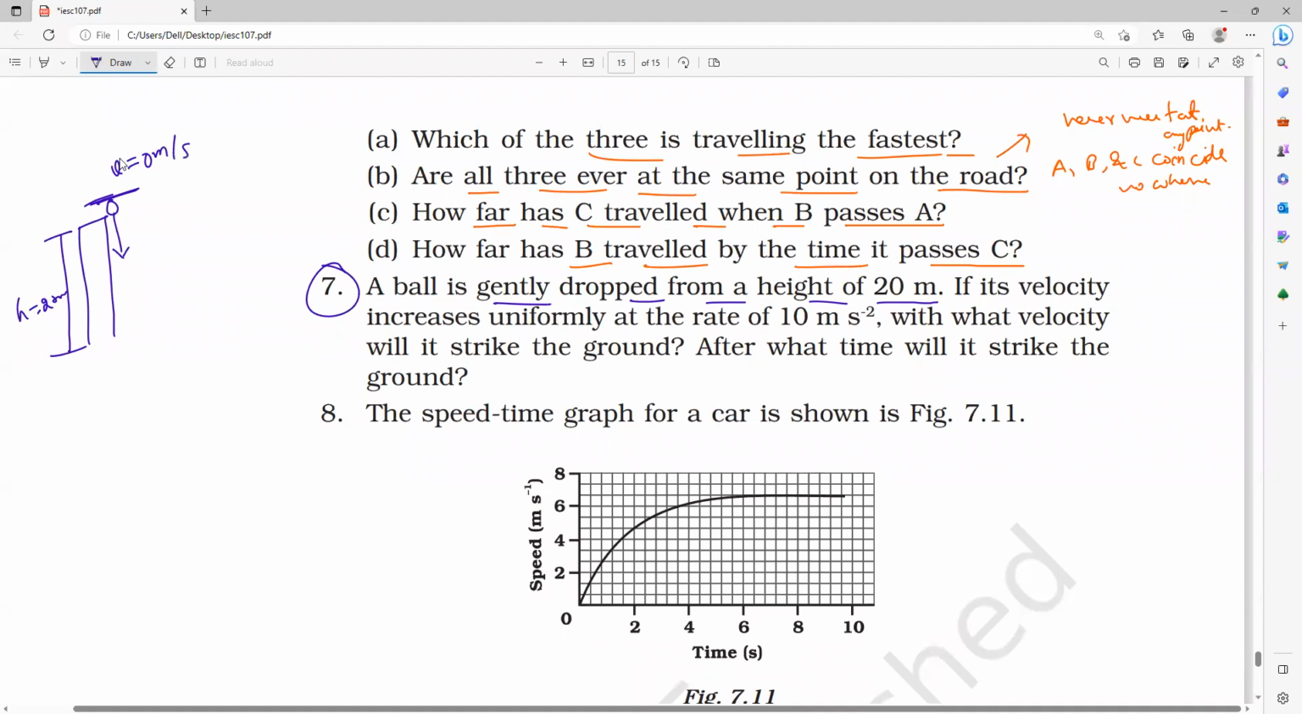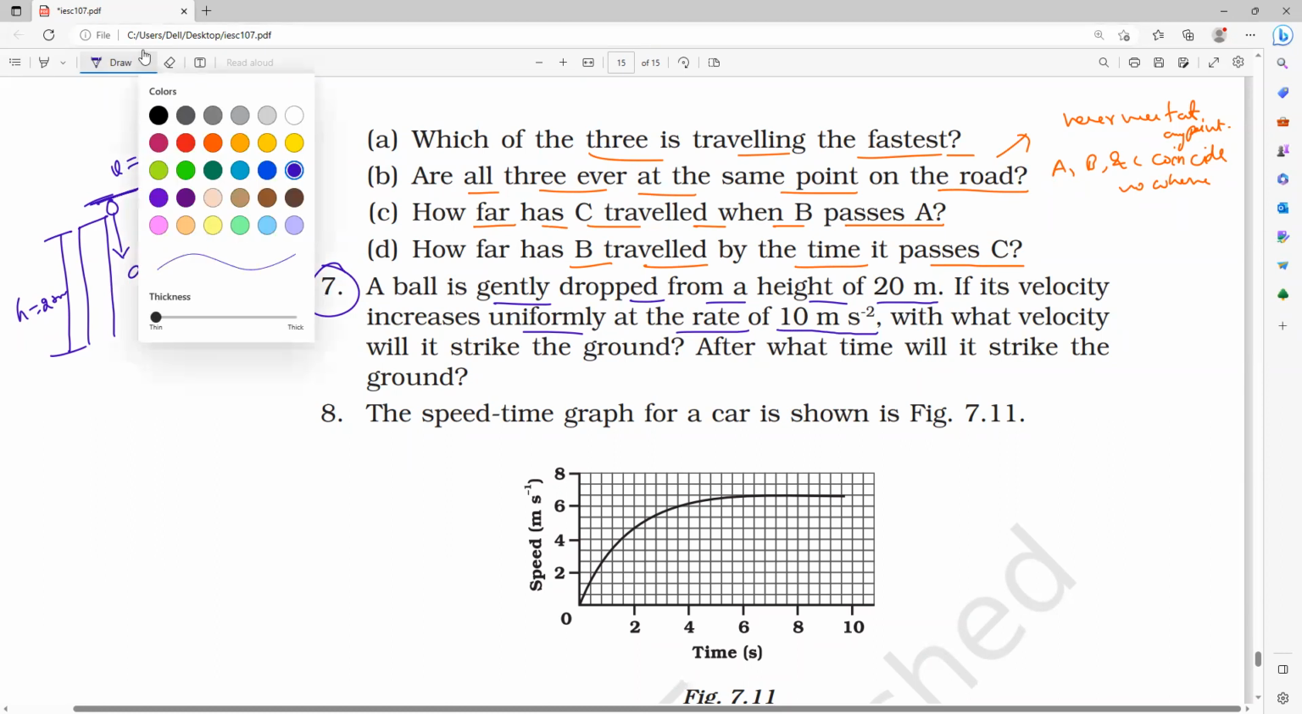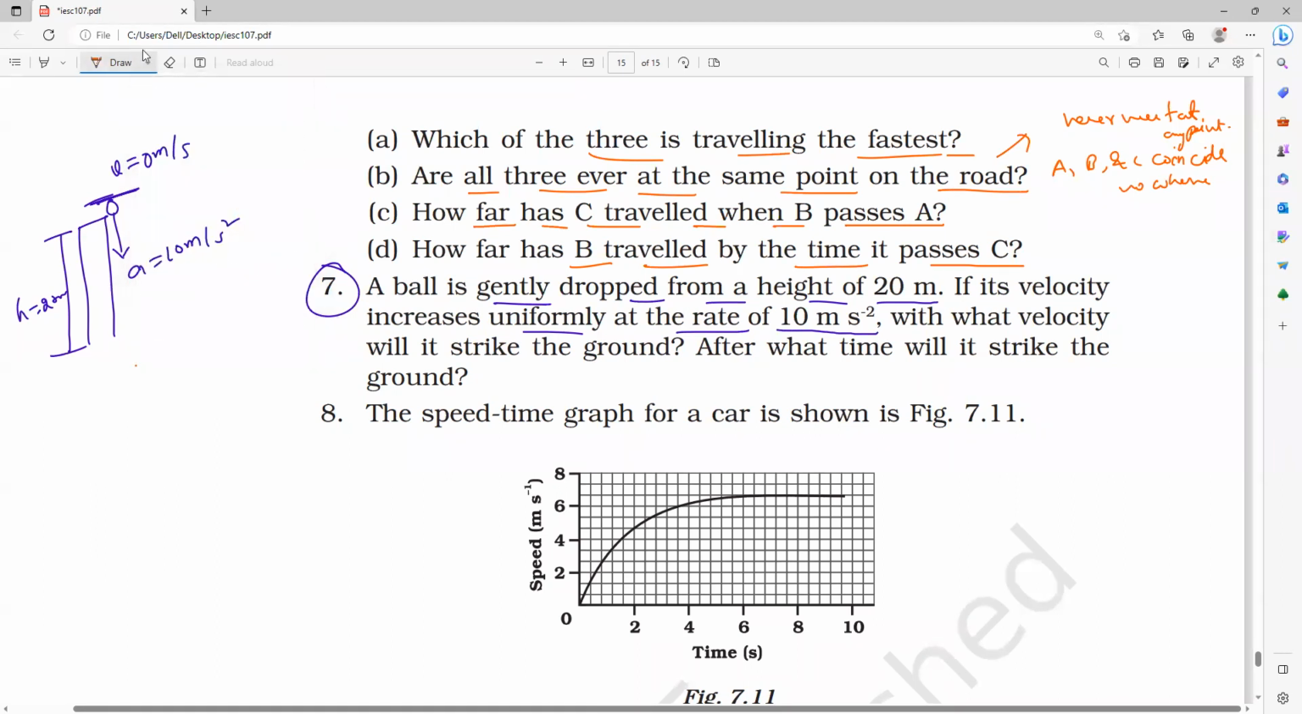Next. If its velocity increases uniformly at the rate of 10 meter per second square, that means the acceleration is 10 meter per second square. Coming down, I told you, is it positive or negative? I already taught you. Coming down it is positive. Now, with what velocity will it strike the ground? No, wrong, Mari. No time is mentioned. What is the final velocity before touching the ground?